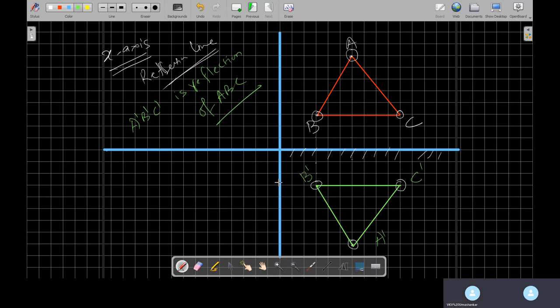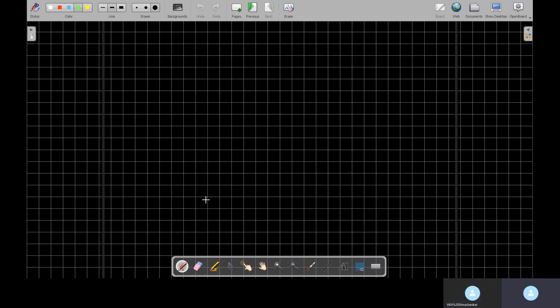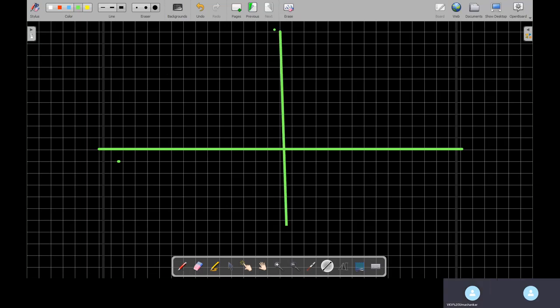Yes. Okay. So every time we have to do with the axis? No. Sometimes we can make it with the lines as well. Let's take another example of lines. Let me make axes. Suppose this is your x-axis, and this is your y-axis.